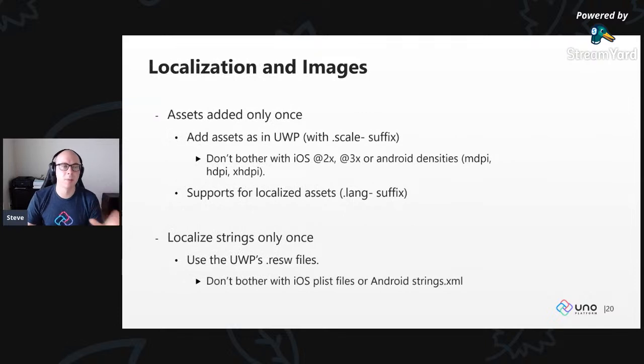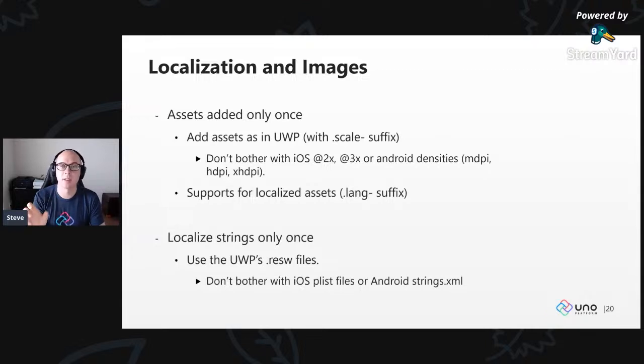And one of the things that seems like a boring slide, but it's one of my favorite ones, and we'll see an example of it in a second. One of the great things is that assets, such as images, but as well as strings, you only have to add once in your code. So we'll see this project structure of an Uno app in a second. But basically, you don't have to deal with iOS's assets where you have to add an at2x, at3x, or add your different densities in Android, like MDPI, HDPI, XHDPI. You don't have to do any of that. You just drop it once into the assets folder.